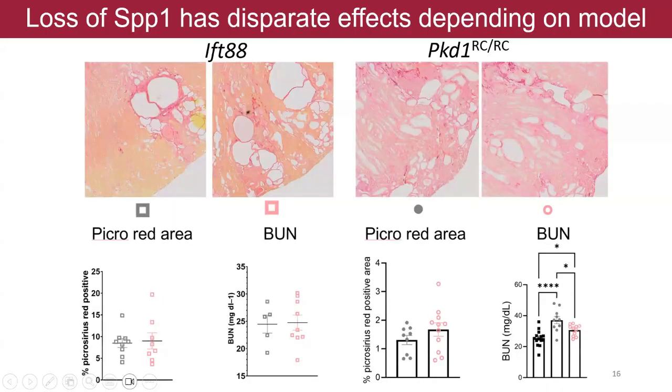Looking at fibrosis and then BUN, we saw no change in our IFT88 SPP1 knockouts, and in our PKD1 RC animals, we saw a decrease in BUN, mimicking the results that we just saw. So it appears that SPP1 knockout in IFT88 makes disease worse, and in PKD1 RC, it makes disease better. So what is happening here? Why are we getting two differential effects?